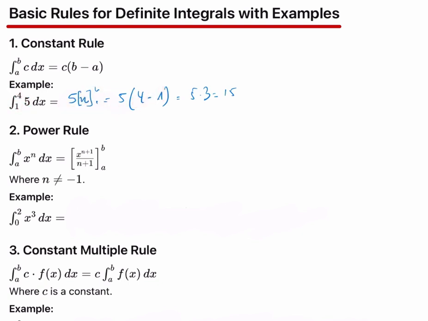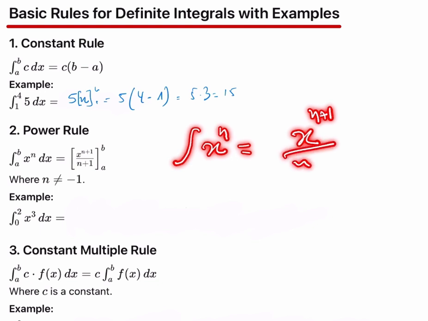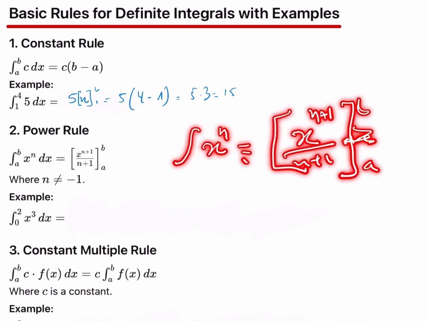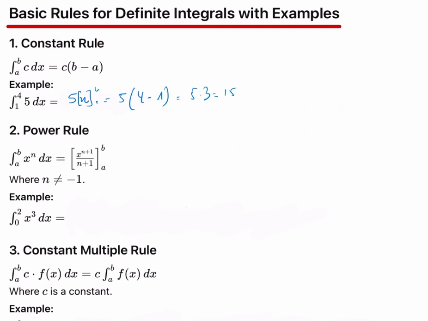Okay, the second rule is the power rule. If you have a power, you remember in the indefinite integral we said that for a power of any kind, it's the unknown to the power of n plus 1 divided by n plus 1, plus c. But for the definite integral, we just take that, remove our c, and we use the borders that we have here. So let's see this example.